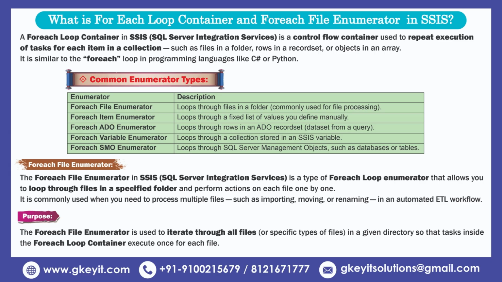Common enumerator types are ForEach File Enumerator. It loops through files in a folder, commonly used for file processing. ForEach Item Enumerator. It loops through a fixed list of values you define manually. And next one is ForEach ADO Enumerator. It loops through rows in an ADO record set, that is data set from a query.